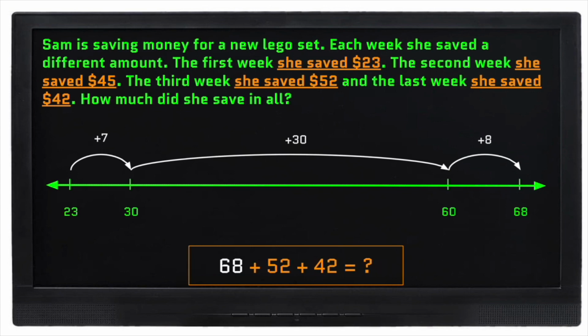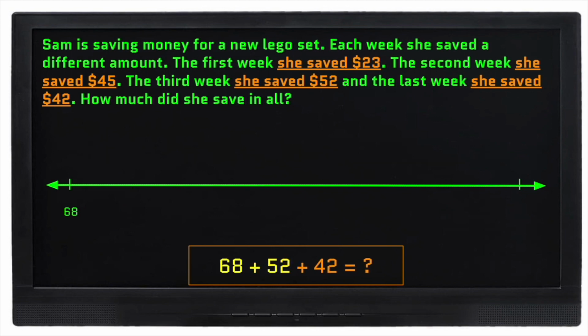Now with the next part of my question, I can either add 68 and 52, or I can add 52 and 42. In this case, I'm going to choose 68 and 52. I'm going to use the same strategy I did before. First, I want to try to find a friendly number. So 68 is pretty close to 70. So I'll add 2.